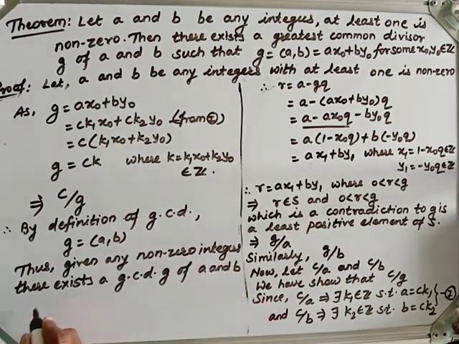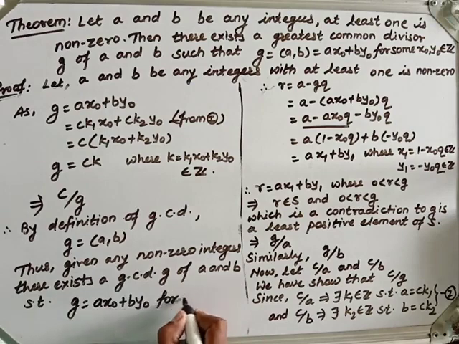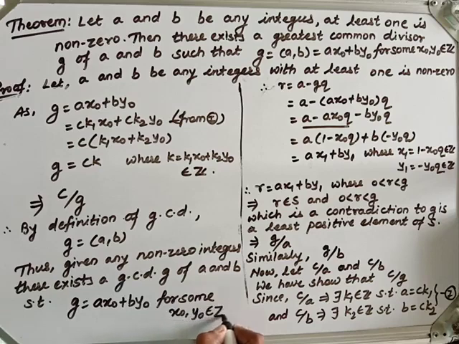There exists a GCD G of A and B such that G will be what? GCD. Yes, it is already written there, and it can be written as a linear combination of the same numbers and some integers. So A x0 plus B y0 for some x0, y0 which are what? Integers. So any GCD can be written as a linear combination of the numbers and two other integers. So this is this theorem. Now let us see some remarks from this theorem.